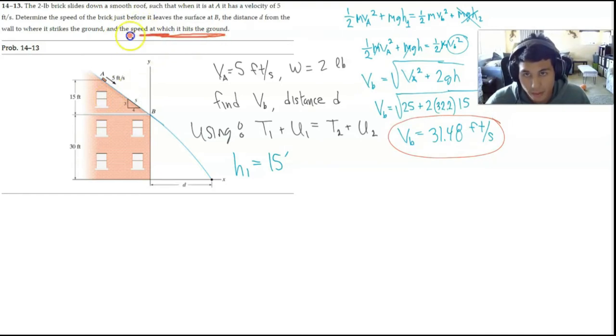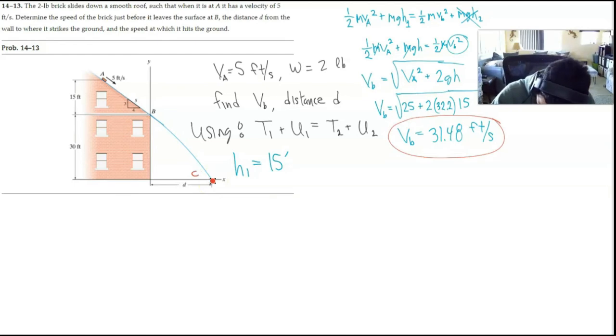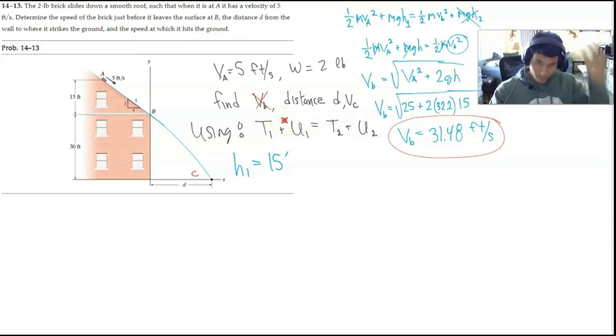We got one more thing we need to find. We also need to find, I'm going to call it VC, okay? And so there's 3 things we need to find. We found one, so we can cross that off. We just need distance D and VC, and then we're done. Unfortunately, I think the other stuff will be a lot harder. Okay, let's find that distance.